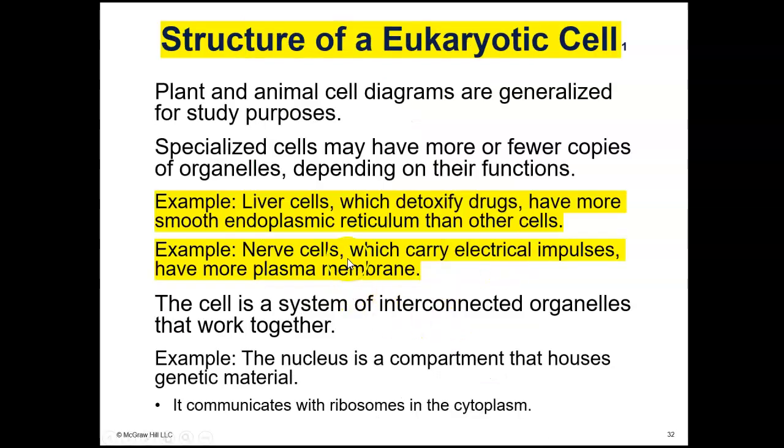But I will tell you that different cells are going to be specialized and have different amounts of these organelles depending on their function. For example, one of the functions of a liver cell is to detoxify drugs. So liver cells will have more smooth endoplasmic reticulum than other cells will. And a nerve cell's function is to carry electrical impulses. So they're going to have these long branching structures called axons, and those axons are covered by plasma membrane. So a nerve cell will have more plasma membrane than other cells will.